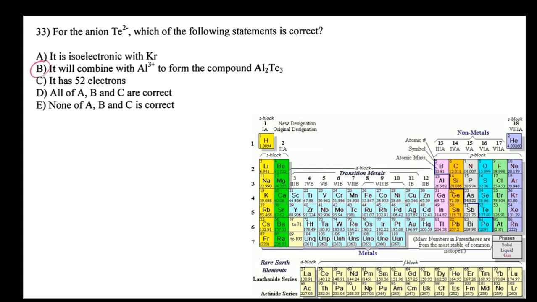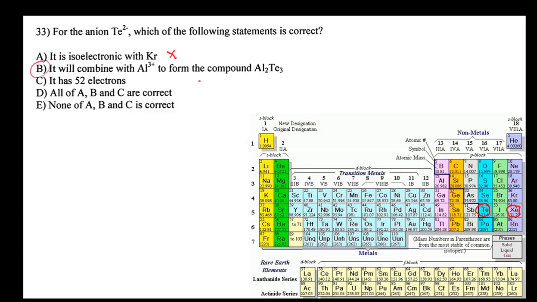33. For the anion tellurium 2-, which of the following statements is correct? It is isoelectronic with krypton. So isoelectronic means the same amount of electrons. So tellurium 2- would move 2 over, so it would look like xenon, not krypton. So A would be wrong.